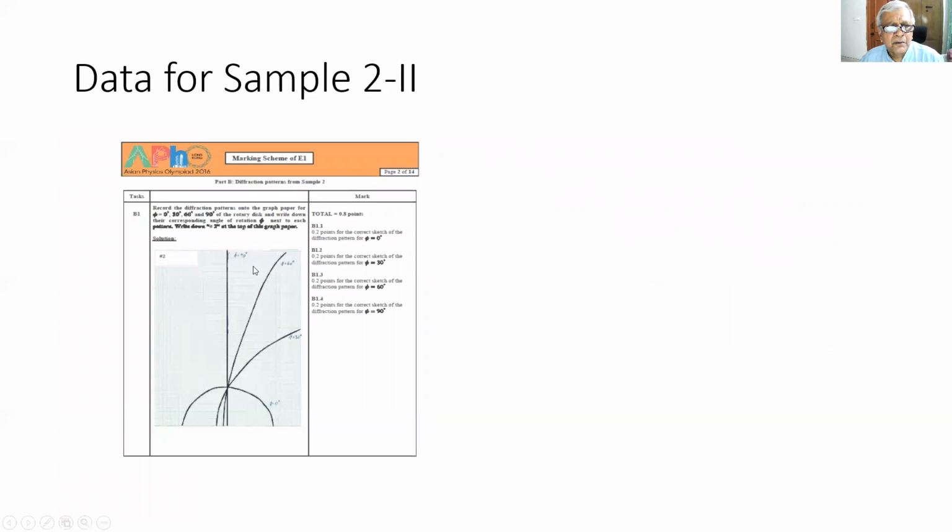Now, the task involved with this is to record the diffraction pattern onto a graph paper for phi equal to 30, 60, and 90 of the rotation, and write down the corresponding angle of rotation. So here it is done: phi equal to 0, phi equal to 30, phi equal to 60, and phi equal to 90.